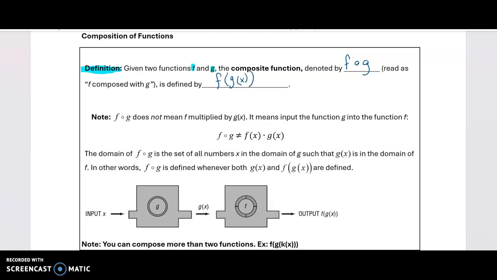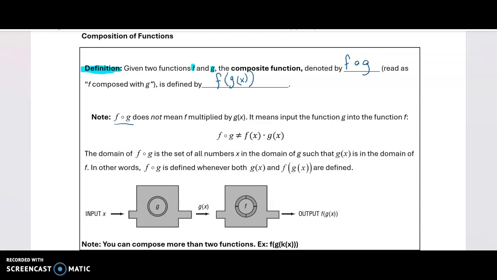So instead of putting just a number or a value into your function f, what we're going to take is the output from g of x. So we're sticking another function into a function. When we have f of g or f composed with g, that doesn't mean f multiplied by g of x. See here, f of g of x is not the same as f of x times g of x. Please don't multiply the functions. Composing them is actually a lot easier than multiplying them.